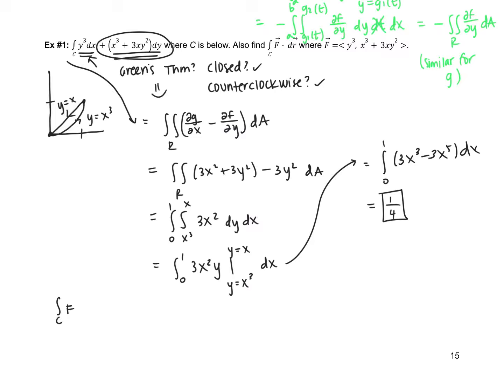We also have to calculate the line integral of f dot dr. Now, before we jump in and do too many calculations, one thing that I want you to notice is that f, the vector field, has components y cubed and x cubed plus 3xy squared. Okay, so that is our f. dr then, that's dx, dy, so this f dot dr is really just a different way of writing this line integral. So we already got that. It's 1/4.